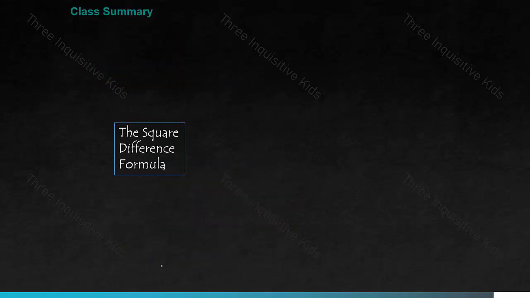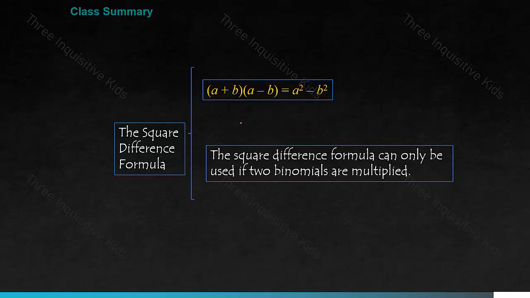Today we applied the square difference formula onto problems, and we looked at some geometric representations of it. The formula itself is a plus b times a minus b, which equals a squared minus b squared. And we know that the square difference formula can only be used if two binomials are multiplied. If your expression does not have two binomials multiplied together, you have to first change it up yourself a bit to apply the square difference formula.